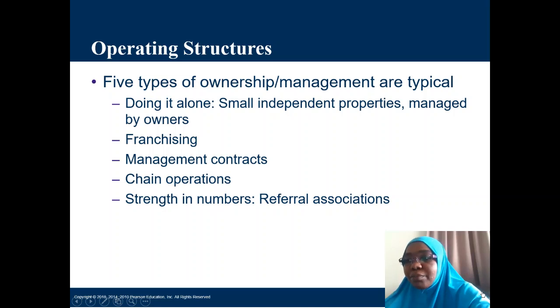These are a group of properties that are affiliated with one another, and they have common ownership. They may have common management as well, and maybe management control. All right, so chain properties also provide marketing, management, as well as financial benefits. Apart from that, we also have the strength in numbers, which basically relates to referral associations.